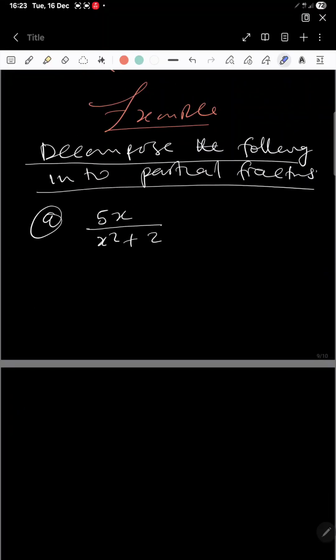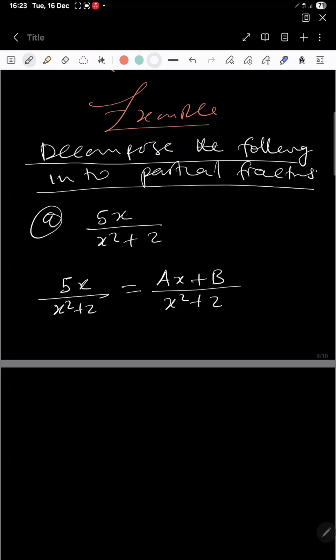If you have a quadratic factor in the denominator, what you need to do is start by writing 5x over x squared plus 2 is equal to, if you have a quadratic factor down there, you write on top ax plus b. So if it's a quadratic factor, on top you're supposed to write this linear expression, which is ax plus b, over that factor given, which is x squared plus 2, like that. So you are done writing that assumption.